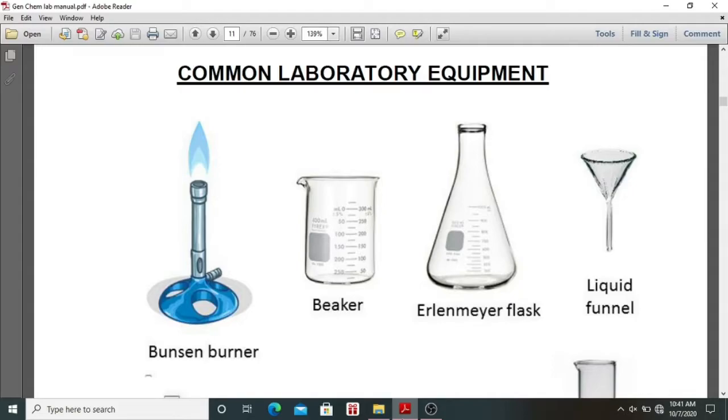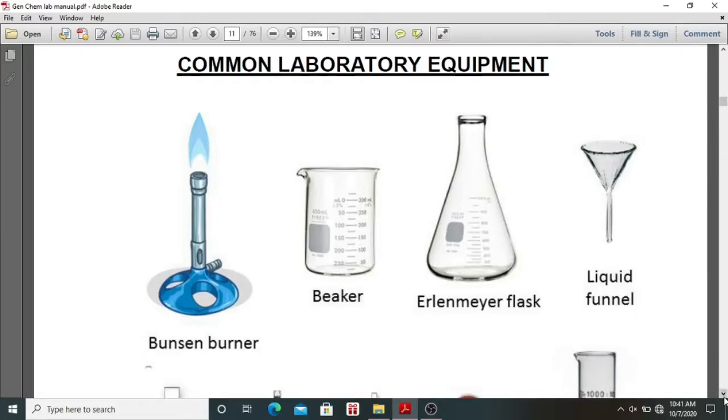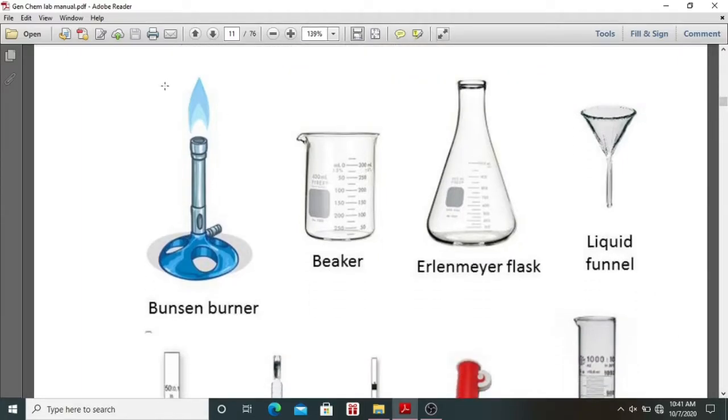Okay, so what are the laboratory equipments that we have here inside the laboratory? Number one is a Bunsen burner. A Bunsen burner is our source of heat. It is attached to a gas outlet, where you can have gasol or any source of gas that could make a combustion happen.